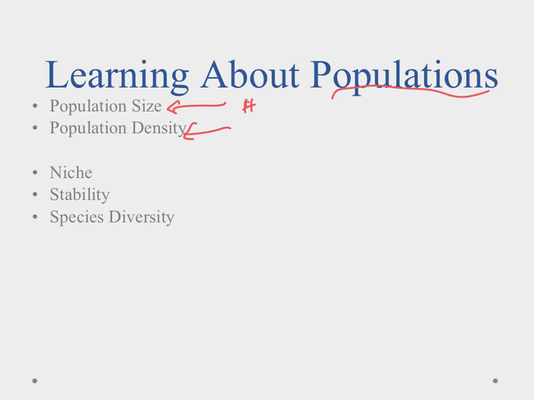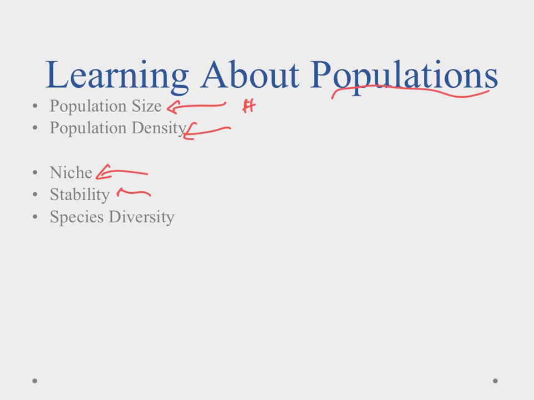Now, also, there's some other terms that you'll hear about. Niche. Niche is kind of like the role an organism plays or a population plays in the ecosystem. It's its job. It's where it lives, what it eats, what it does. All of that falls into its niche.